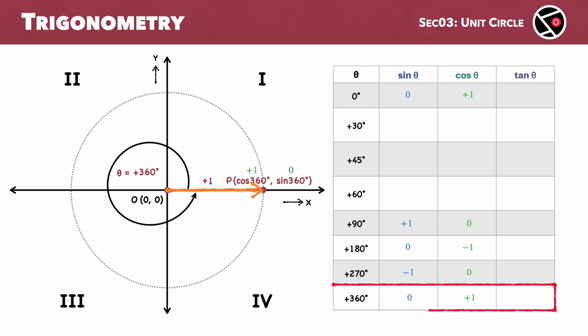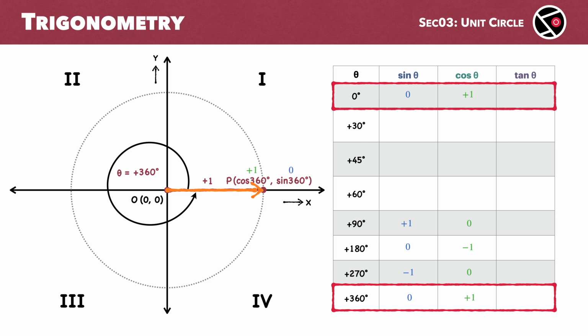Plus 360 degrees is equivalent to 0 degrees, meaning sine of plus 360 degrees equals sine of 0 degrees, and cos of plus 360 degrees equals cos of 0 degrees. This pattern highlights a key property of the unit circle. Trigonometric functions are periodic with a period of 360 degrees. Their values repeat every full cycle around the unit circle.